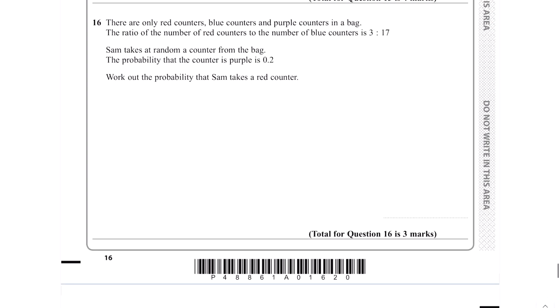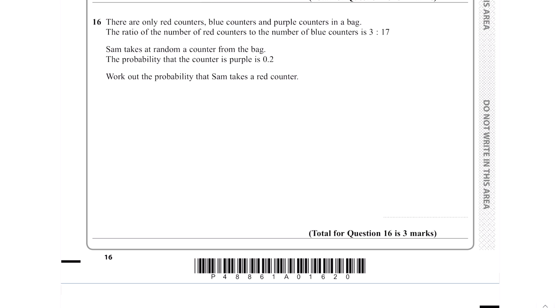Moving on to the next one. It says there are only red, blue, and purple counters in the bag. The ratio of the number of red counters to the number of blue counters is 13 to 7. Sam takes at random a counter from the bag. The probability that the counter is purple is 0.2. Work out the probability that Sam takes a red counter.